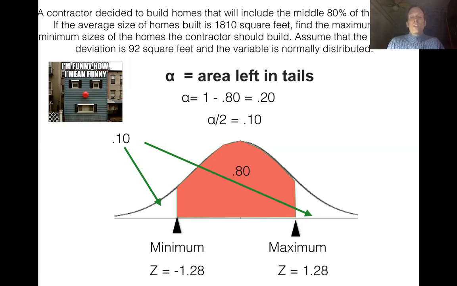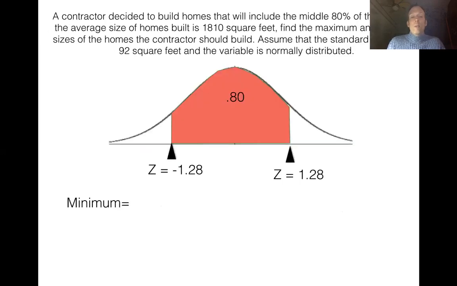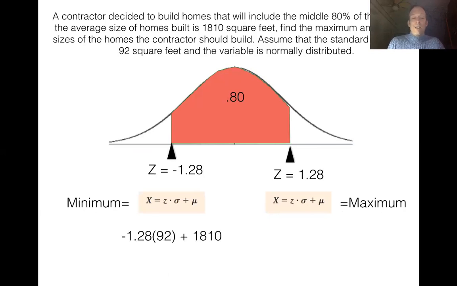So now that we know our Z scores, we can start to fill in our formula. The minimum and the maximum use the same formula. The only difference is going to be the sign on our Z value: negative 1.28 on the left, positive 1.28 on the right. If we fill out our formula, we find that if that contractor wants to build houses that include the middle 80% of the market, they don't want to go any lower in square footage than 1,692, and they should exceed no more than 1,927 square feet.